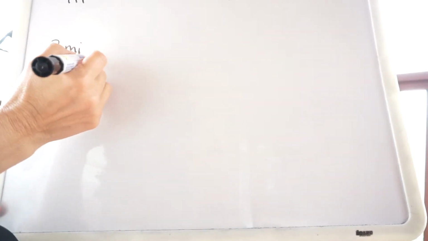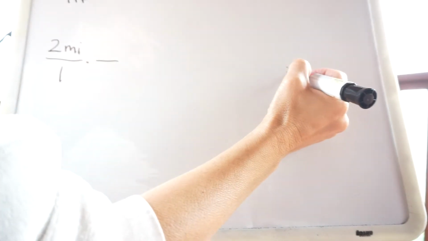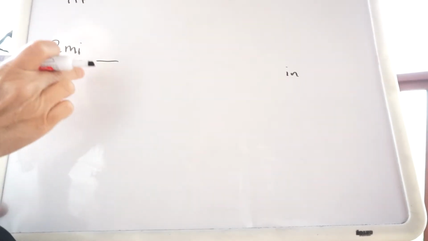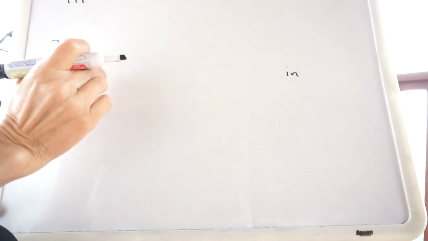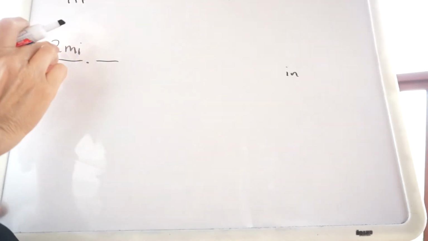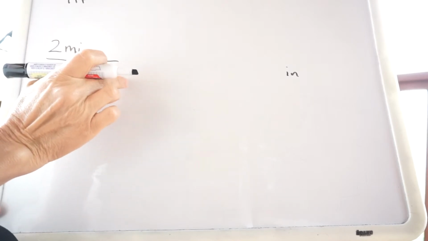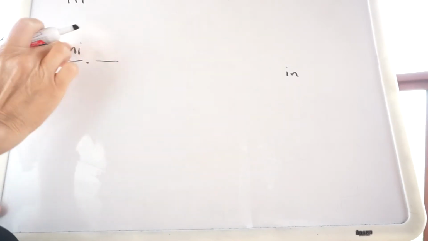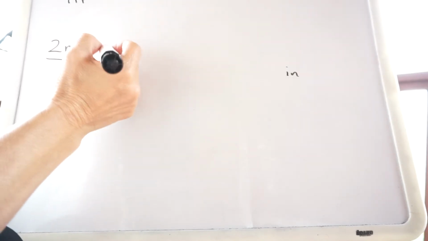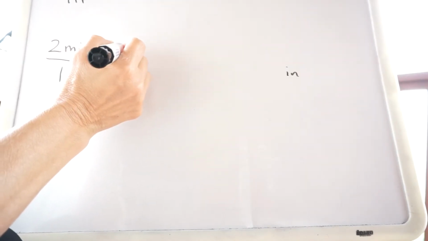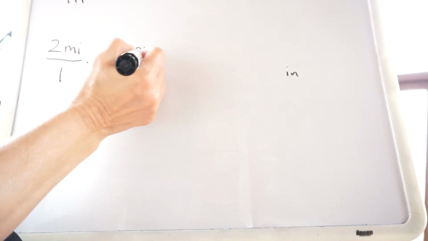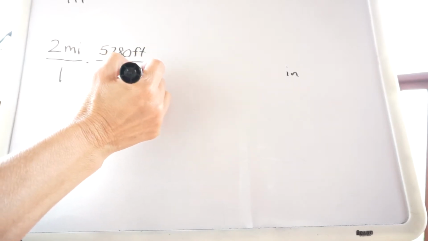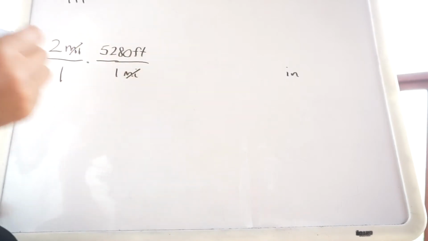Well, we're starting with our 2 miles. Again, I like to write it over 1 just because then when I'm multiplying the fractions, I'm multiplying all the numerators and all the denominators. And I want to end up with inches over here. So I'm going to go from miles to feet, and then I'm going to go from feet to inches. So we want the mile in the denominator, so our mile units cancel out. So I'm going to use this unit. So I've got 5,280 feet is 1 mile. And then we can see that our unit of miles cancels out.